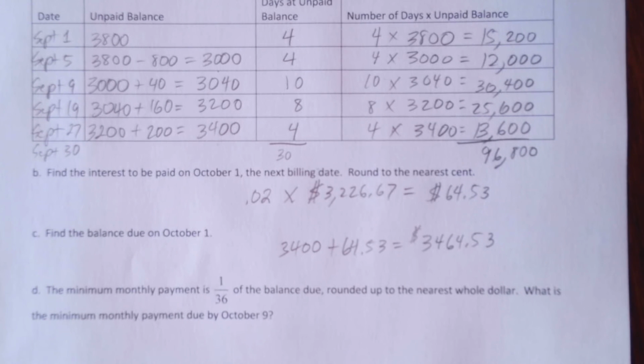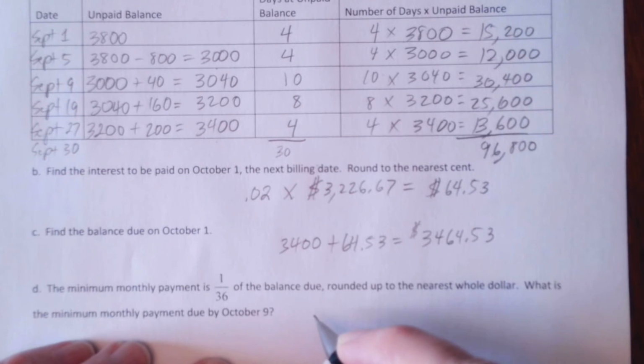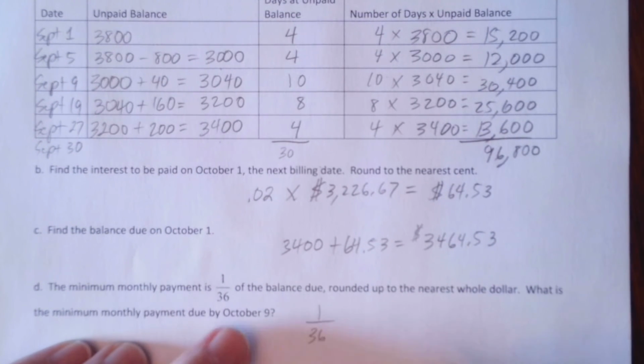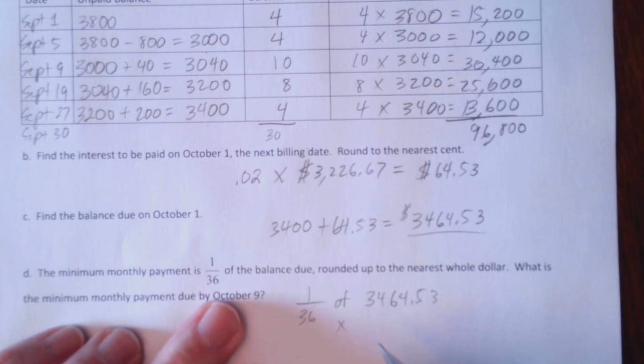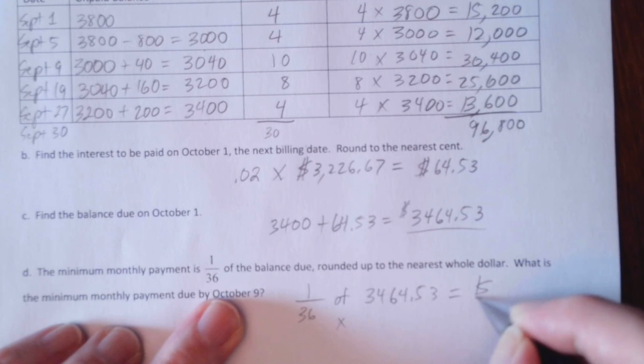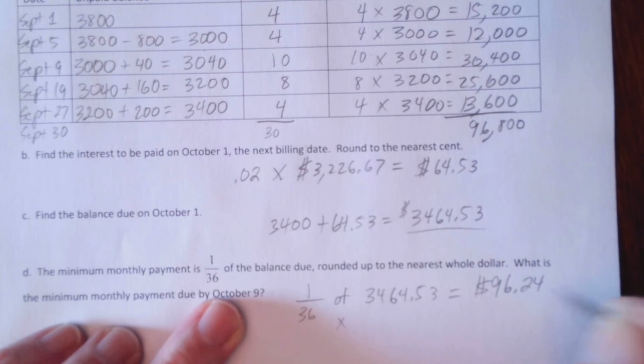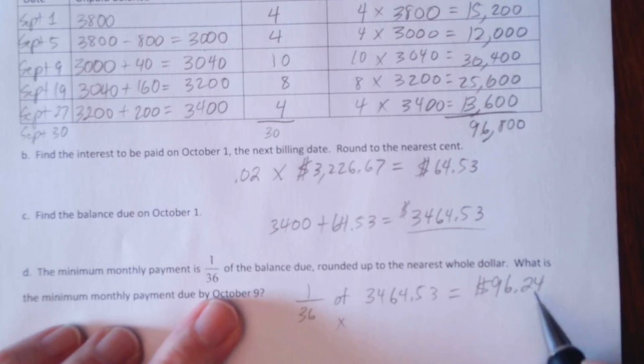The minimum monthly payment is 1/36 of the balance due. So normally in most states it has to be at least 2% that you pay each month, which should pay for more than just the interest that you have to pay for that month. In this case, it's 1/36 of our balance due, which is this amount here. Of course, we're going to multiply these two numbers. So it's just multiplication here. And you get $96.24. And that's it for this problem.